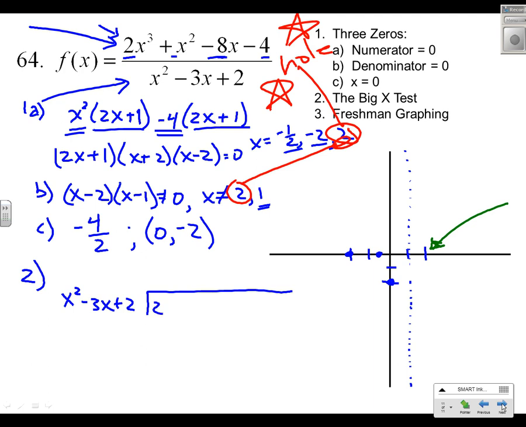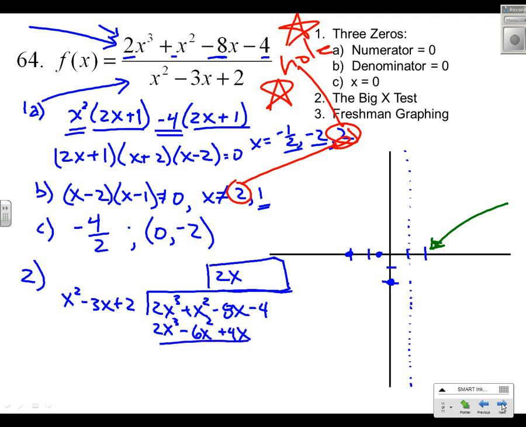into 2x cubed plus x squared minus 8x minus 4. And x squared goes into 2x cubed. I know my answer is going to pop up right here, the linear term. X squared into 2x cubed goes in 2x times. And I get 2x cubed minus 6x squared plus 4x.